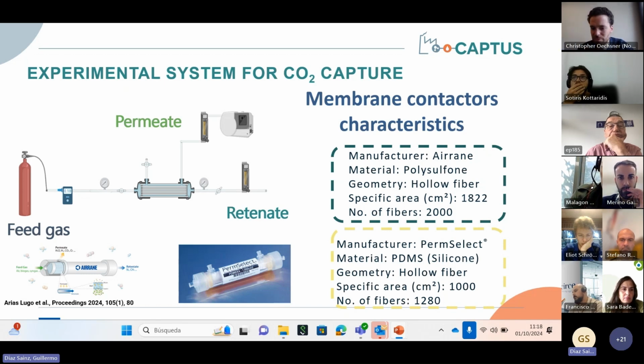And we measure, to assess the behavior of our process, the CO2 flow rate and the CO2 concentration in the output streams of the membrane, in both the permeate and the retentate streams.